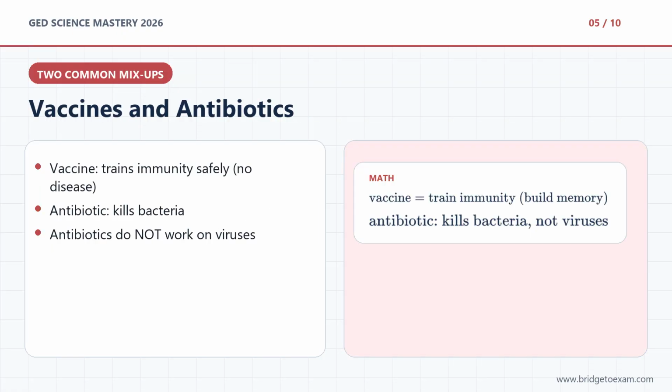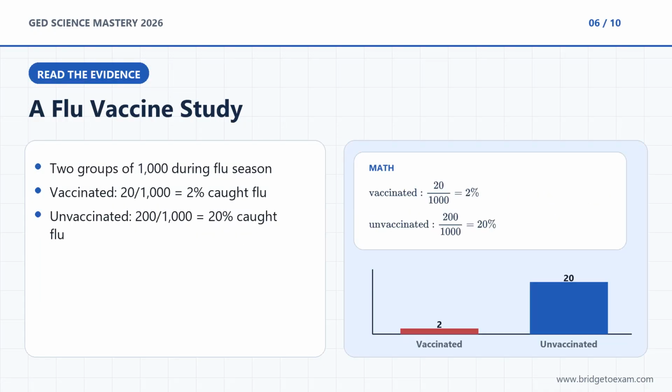Two medicines the GED loves to test. A vaccine is a safe dose, a weakened, dead, or partial pathogen that trains your immune system and builds memory before a real infection ever arrives. A properly made vaccine does not give you the disease, it just teaches your body to recognize it. An antibiotic is different. It is a medicine that kills bacteria. And here is the crucial point. Antibiotics do nothing against viruses. Taking an antibiotic for a viral cold will not help, and overusing antibiotics breeds resistant bacteria, just like we saw in the evolution session.